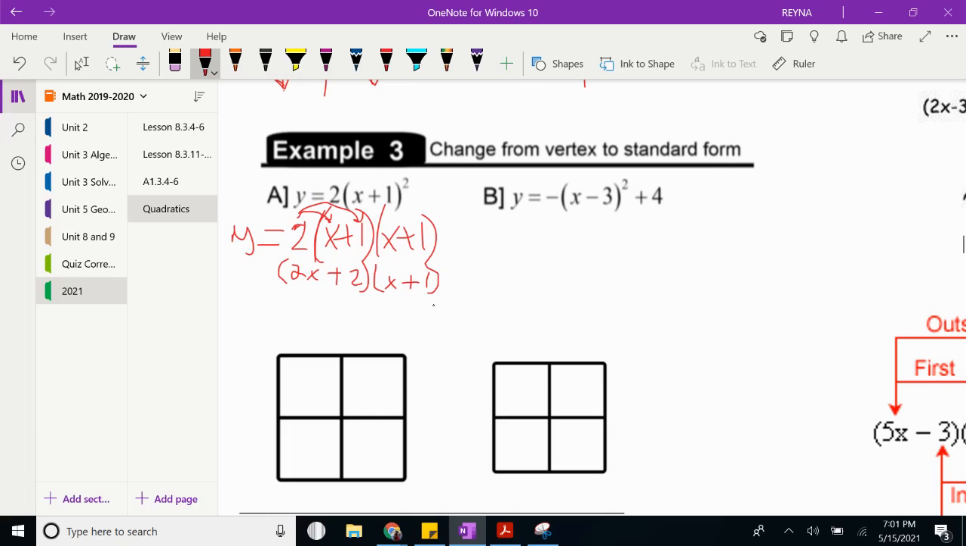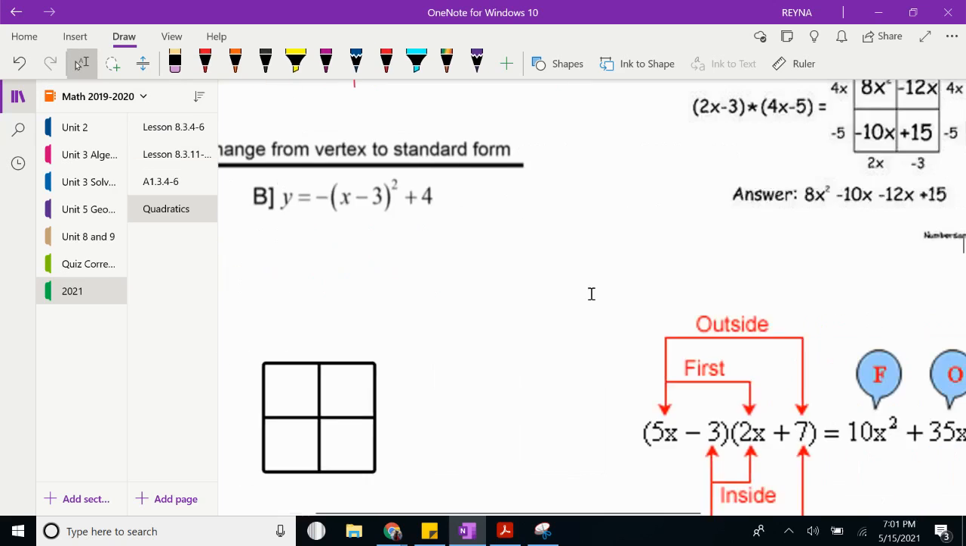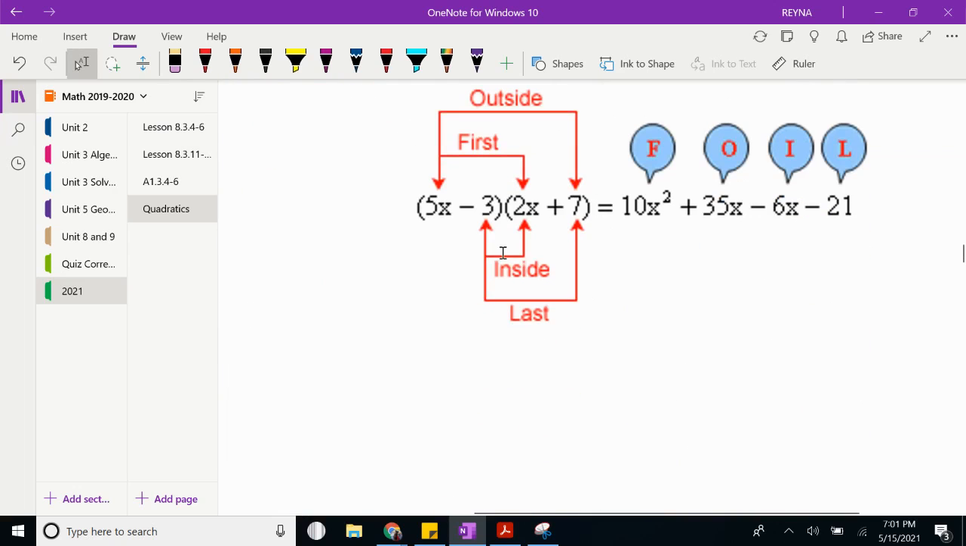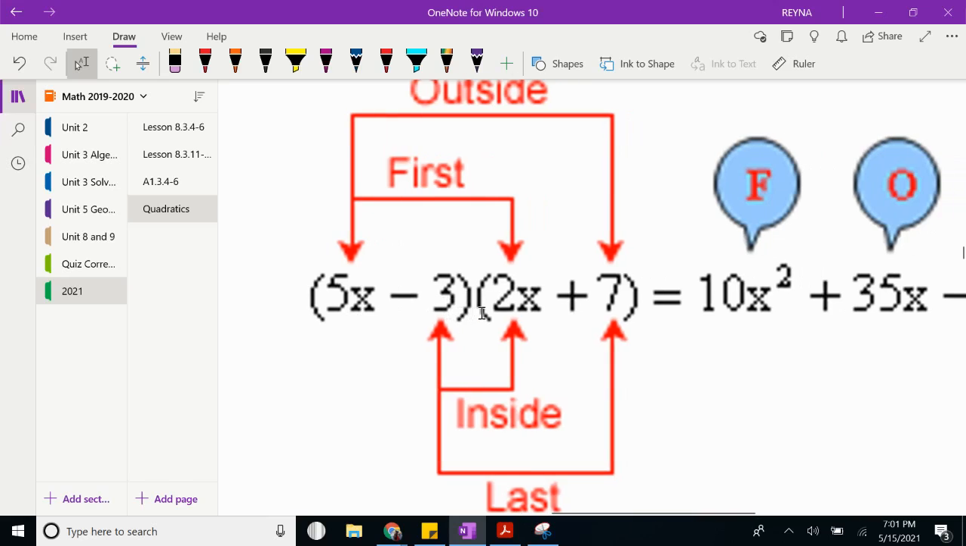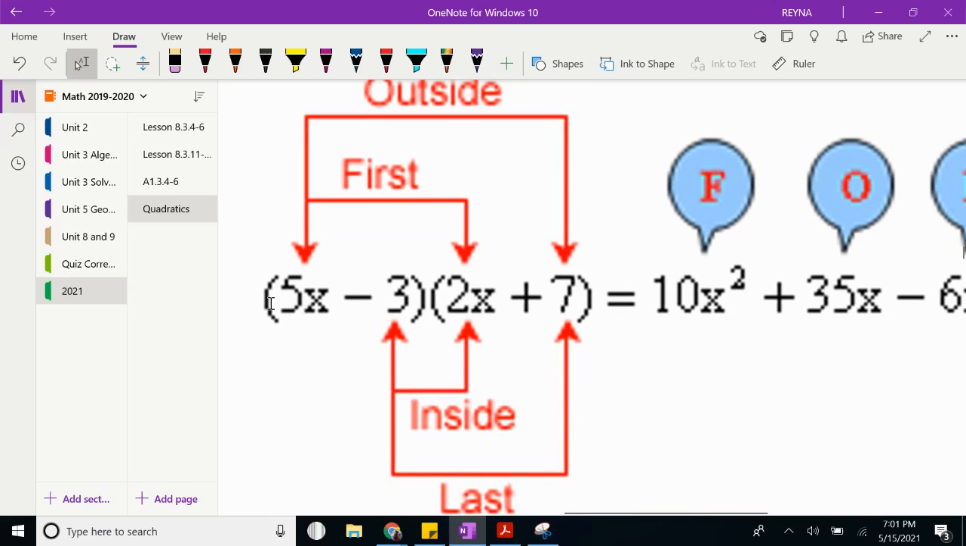Well, there's actually this method called FOIL method, and we have the box method. It's basically showing you how to multiply. So let's take a look at what that is. So the FOIL method is saying like you're doing the distributive property, but you're doing it for the first term and you're doing it for the second term. So the distributive property would say, okay, take your number, multiply it by the first one, and multiply it by the second one. That's the distributive property. But when you're doing the FOIL method, you also have to do that for the second term.